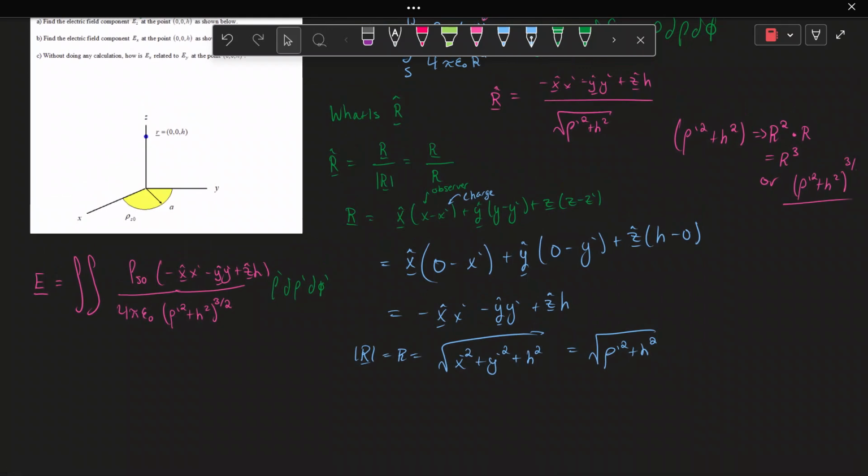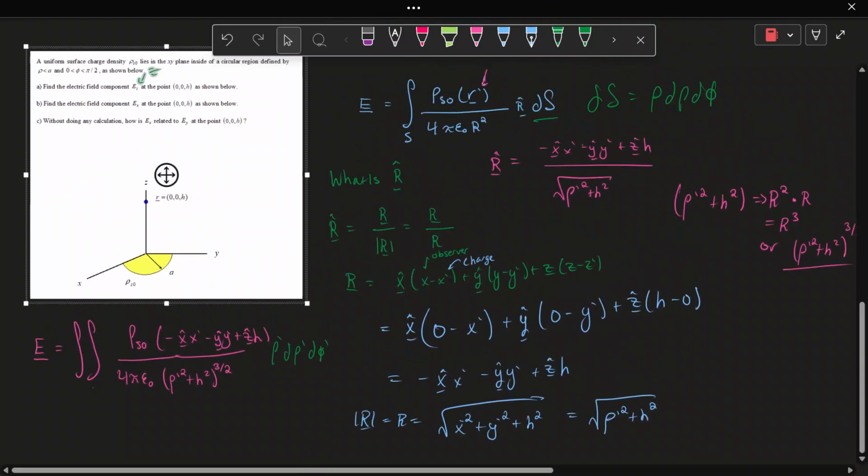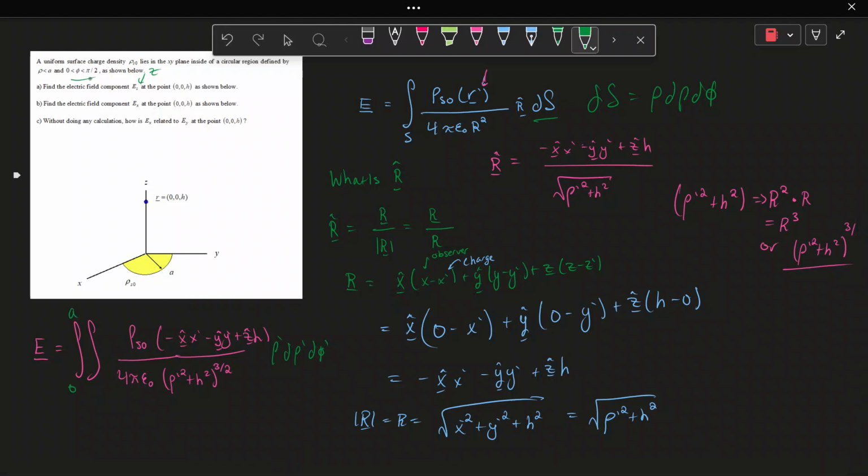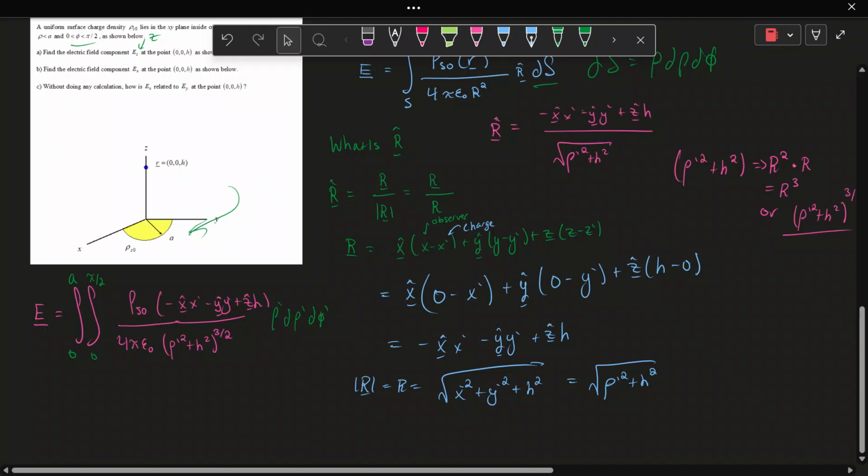We need to find our bounds of integration. For rho prime, we are integrating from 0 to a. That's on the outside. For phi prime, they give us it in the problem statement, but we can also see here going from x equal to 0 to y equal to 0, or x equal to 0 to y equal to some number. That's going from 0 to pi halves phi value, and now we've set up our integral. Perfect, we're done, pretty much.